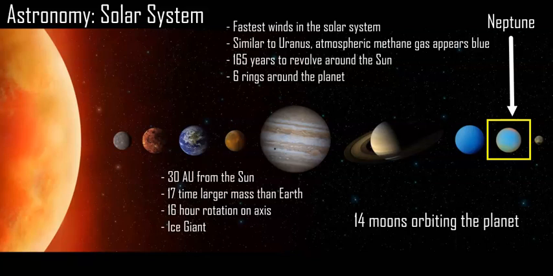Don't forget, an AU is the distance between Earth and the Sun, so 93 million miles, so 30 times that. And it's a 16-hour day to rotate on its axis, and it is 17 times the size of Earth in terms of mass. It is huge. Now, in terms of composition, again, it's an ice giant, so it is mostly hydrogen and helium and some methane.